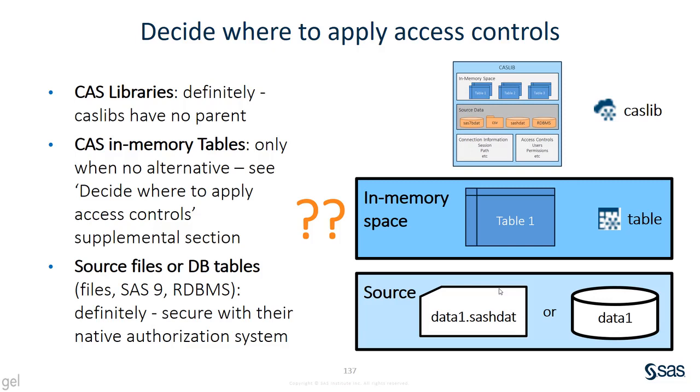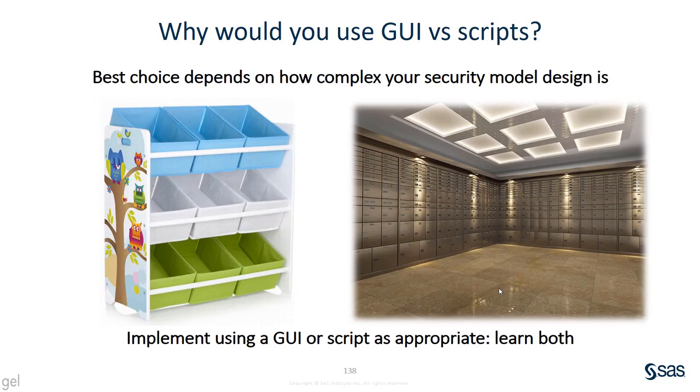And then, as I mentioned earlier, definitely make sure that you secure the tables on the file system or in the database, because that authorization system needs to be accurate too, to make your security model work, and also to make sure you can access the data you need to access. So CAS libraries, source tables, in-memory tables if you need to.